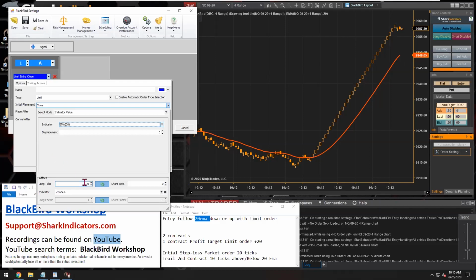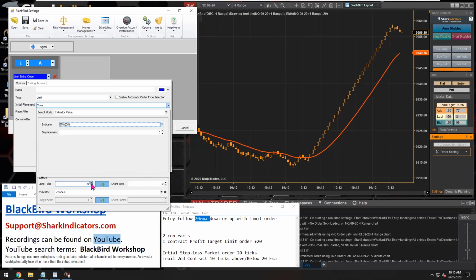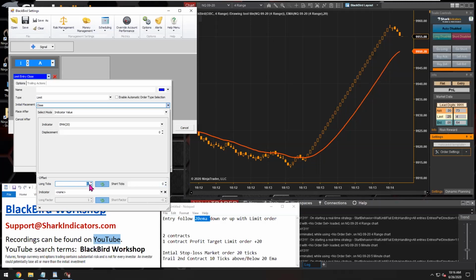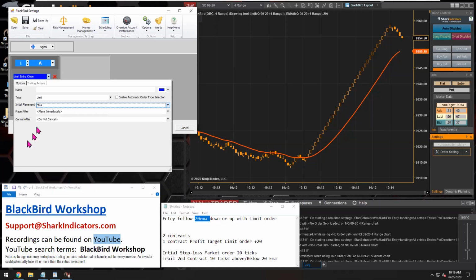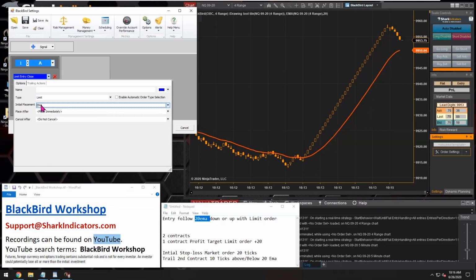And let's see here. So if you wanted an offset from the EMA, so maybe you wanted to kind of front run the EMA just in case, right? We could put it 1 tick above the EMA for a long trade, right? So that would front run the EMA. And of course, for a short trade, that would be a negative 1 tick. So if you wanted to, you could add a tick or 2 offset, but we'll just leave it at 0 like that. And so that is the initial placement.